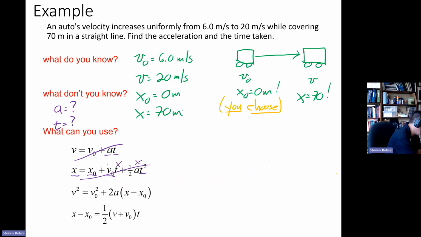How about this one? Do I know v? Yes, I do. Do I know v naught? Yes, I do. Do I know a? I don't. Here's my unknown. But I know x and I know x naught. I can use that equation. And technically, this last equation too: I know x, I know x naught, I know v naught. I'm looking for t. I could use that equation to solve directly for t.